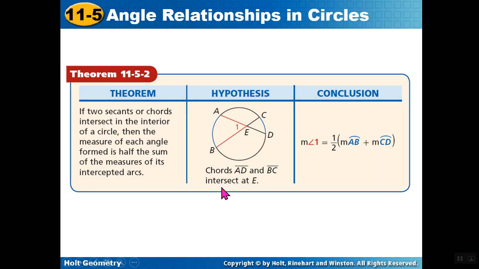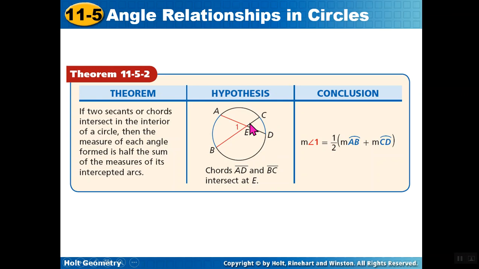Okay, the second theorem today in this lesson is about two secants or two chords that intersect inside the circle. Look, these are chords, this is a chord and this is a chord. But if we draw a line, if AD is a line and CB is a line, they will be secants. No difference here, because the most important thing is that they intersect inside the circle, now at point E.